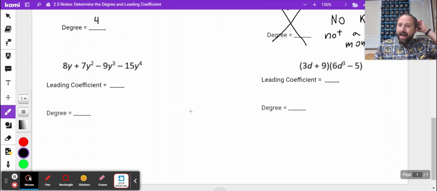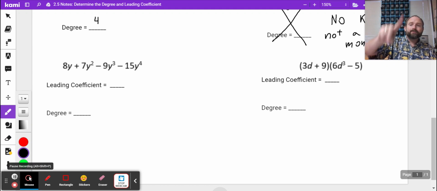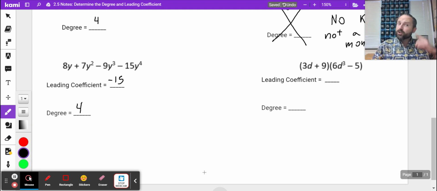So I have 8y plus 7y squared minus 9y to the third power minus 15y to the fourth power. Hold up. I want you to put the answer in 3, 2, 1. So the largest degree is the fourth power, so we write that down for our degree. And our leading coefficient is negative 15. Now, technically, we don't have to rewrite it as long as we find it and determine it.